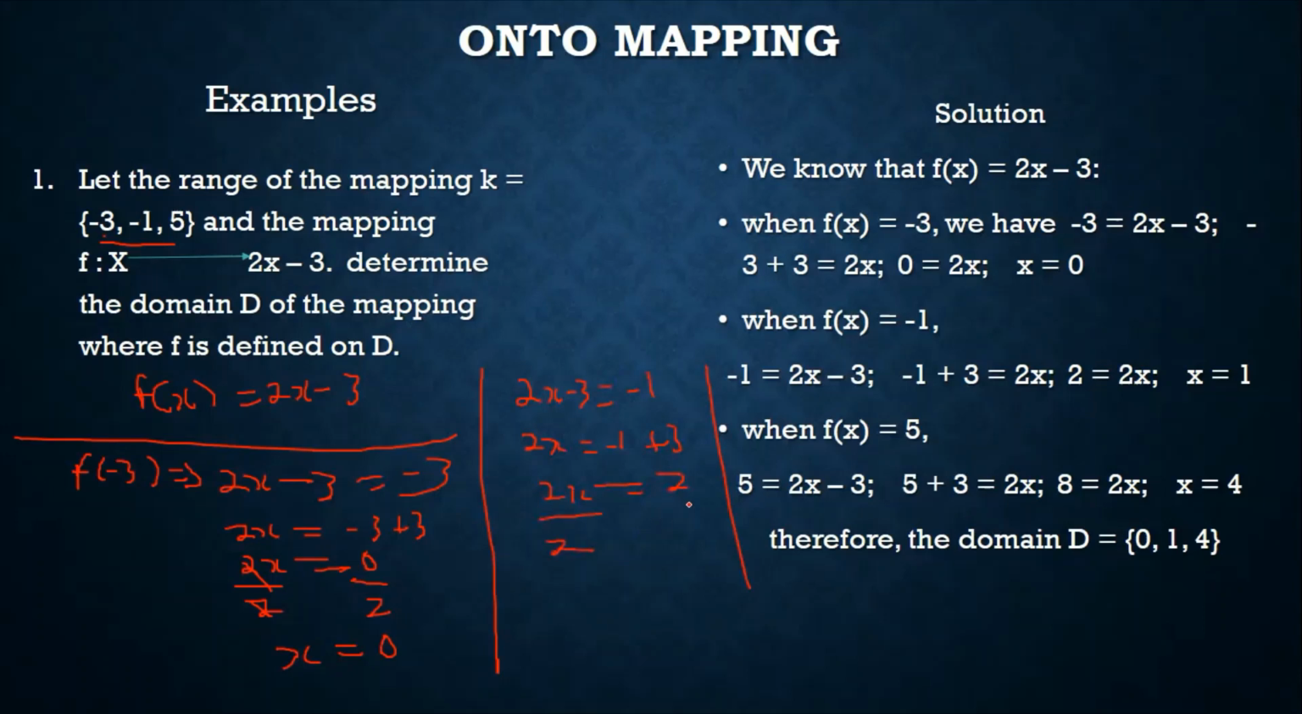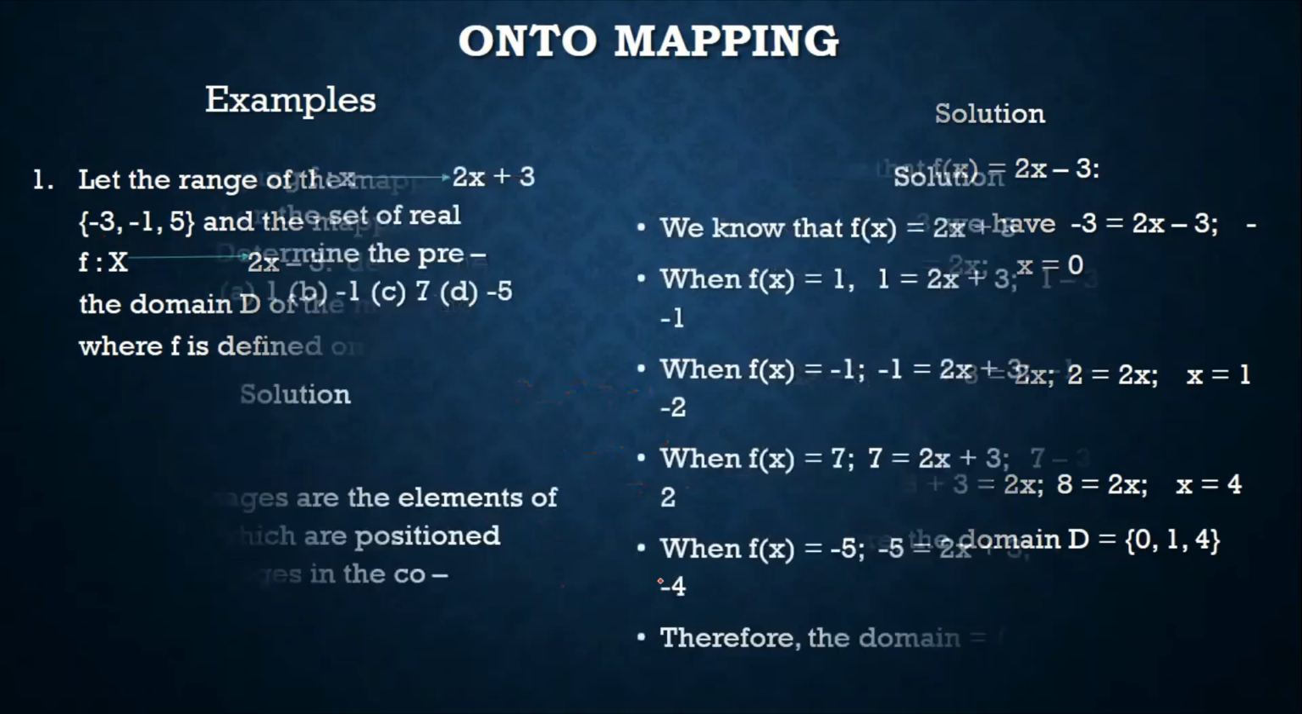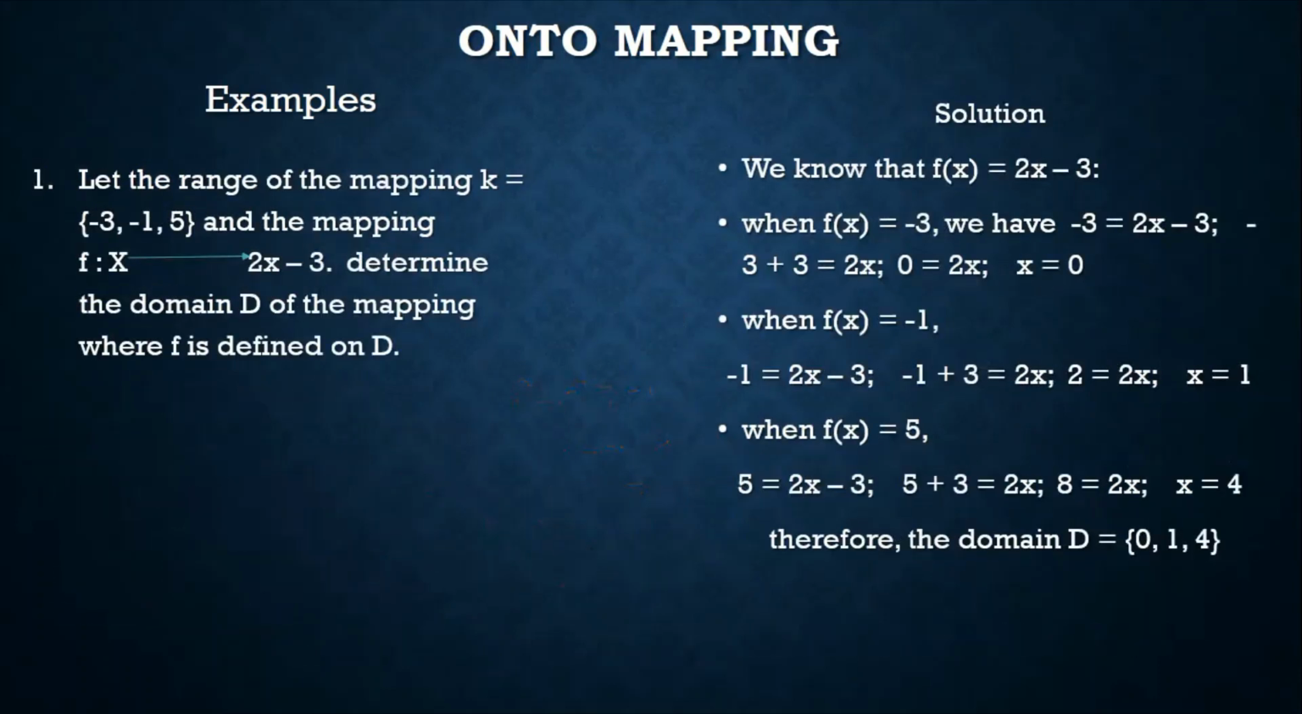We divide both sides by 2. 2 cancels 2. Our x is equal to 1. So our second element in the domain is 1. And I'm sure you can calculate the third one, which is 5. And we got that to be 4. Now, having that, let's clean our slide.